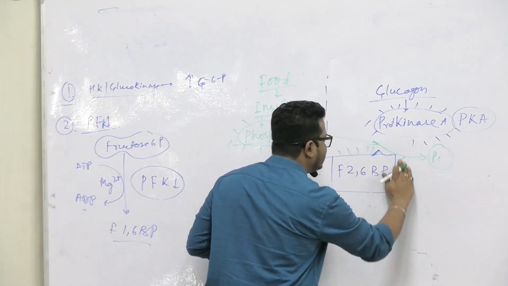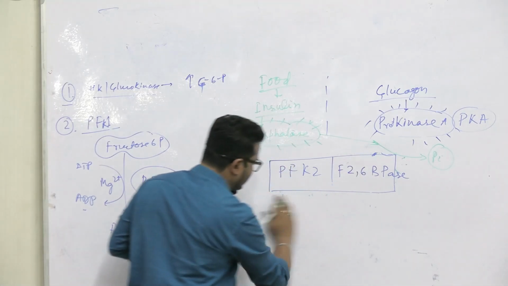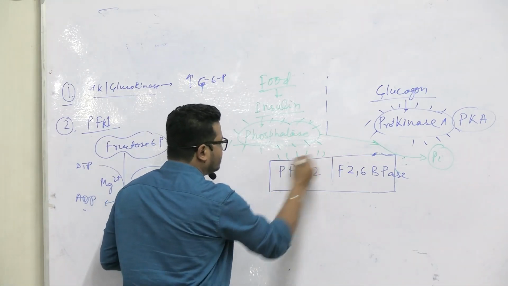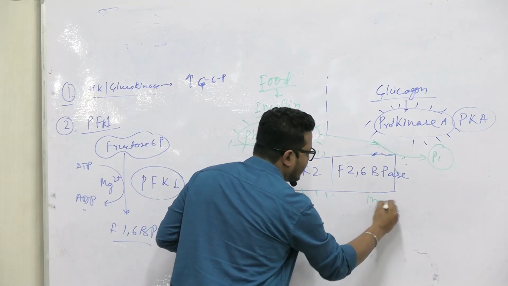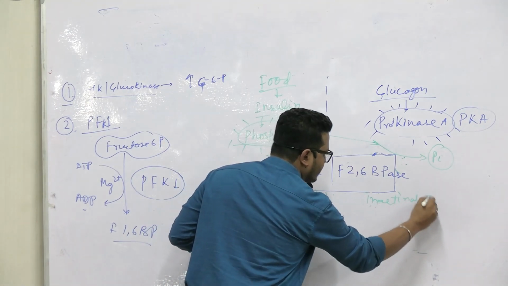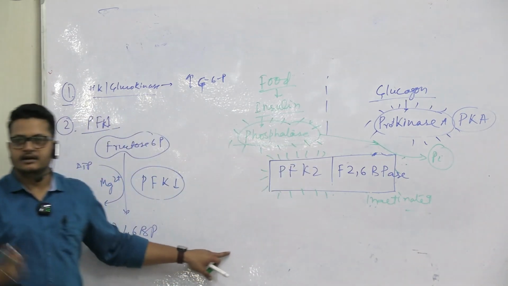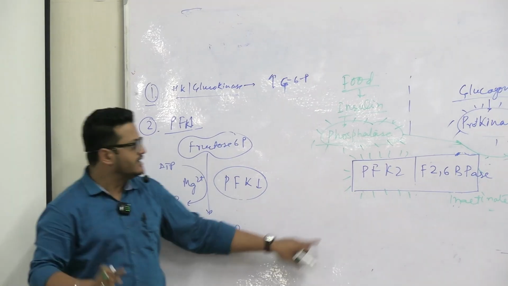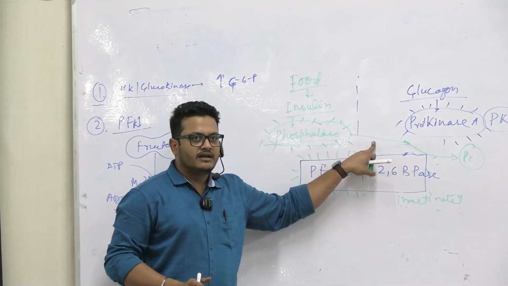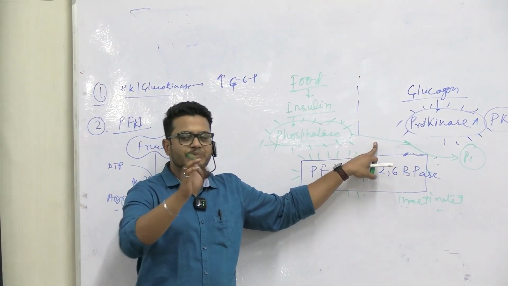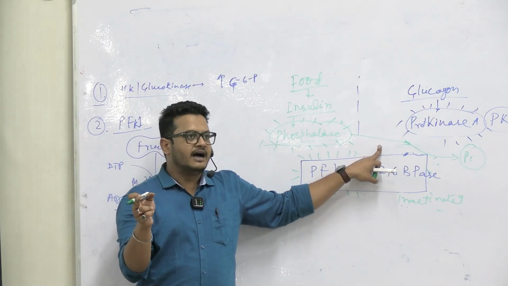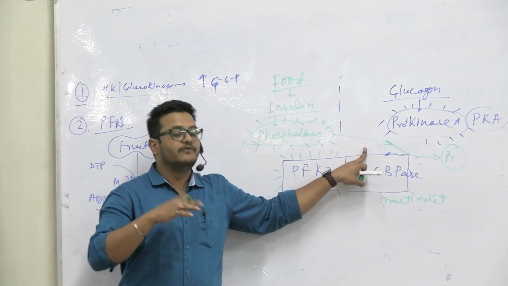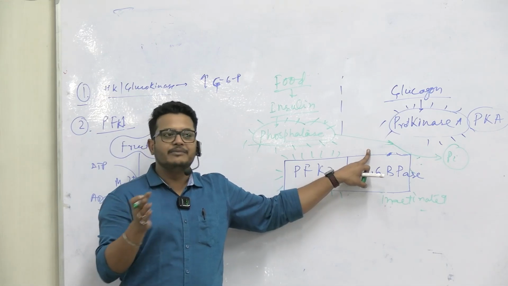Now, see the change. PFK2 becomes activated and this enzyme becomes inactivated. Yes or no? Reciprocal regulation. These two states cannot come at one single time. It has to be reciprocated. Fine. Either you can be in a well-fed state, or you can be in a fasting state.